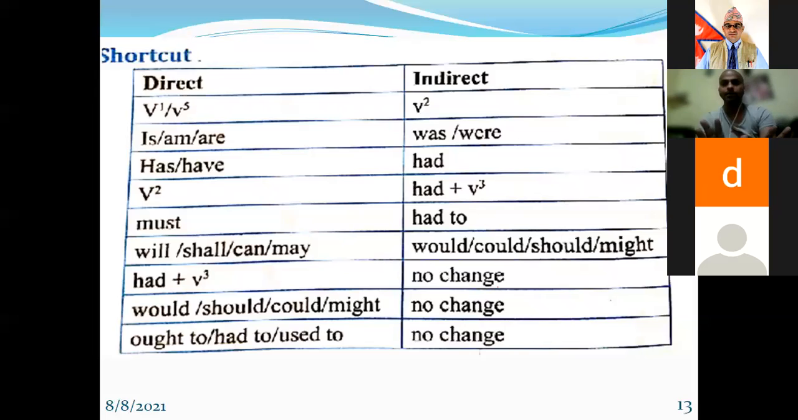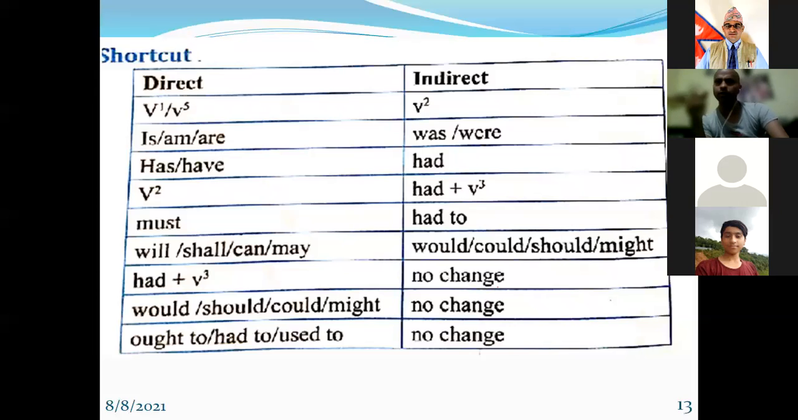Shall has another meaning as well: obligation. If you use shall in your sentence, it indicates obligation also. If somebody says, you shall do this, it means you should do that at any rate. That's the difference between will and shall. Do you get it? Yes, sir. Shall I go ahead? Okay, sir.